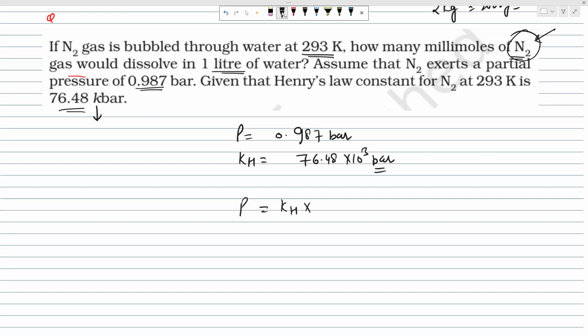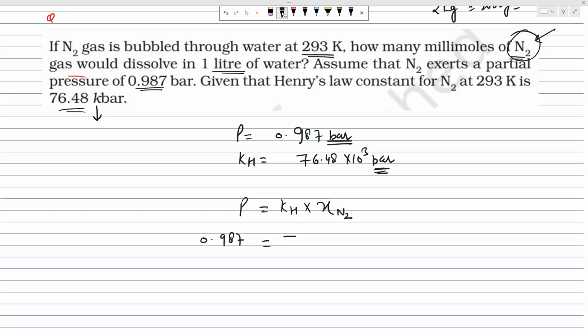Millimoles is nothing but 10 raised to the power minus 3. So we'll write here the mole fraction of N2. We need to find it out. Now it is given to you, so write the value 0.987. Both the units should be the same. If it is bar, it should also be bar, not kilobar, not atmosphere, not Pascal. They should both be the same.